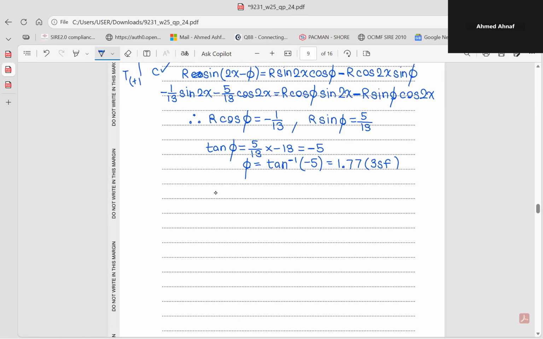And now to find R, we just use Pythagoras. We square the R sine phi and we square the R cos phi, we add them up, and we take the square root.